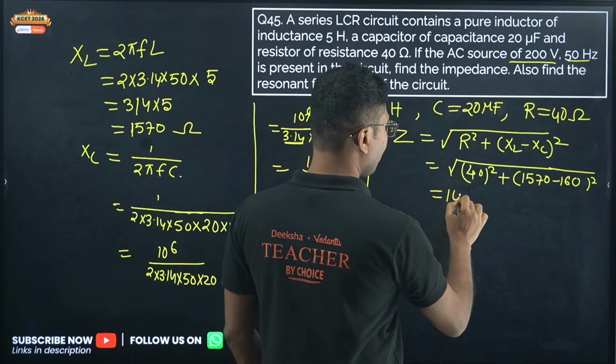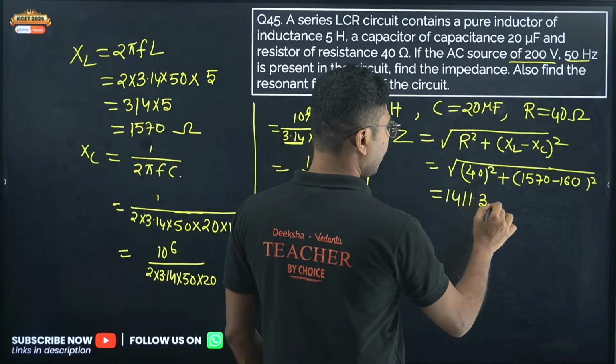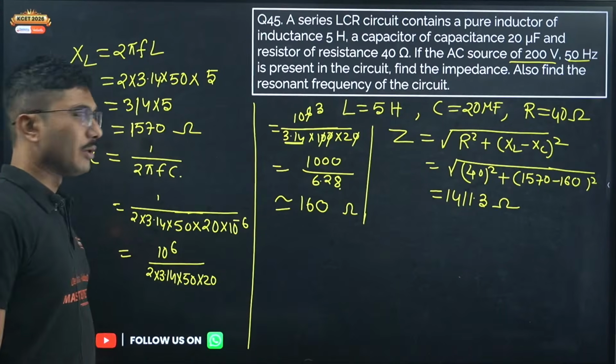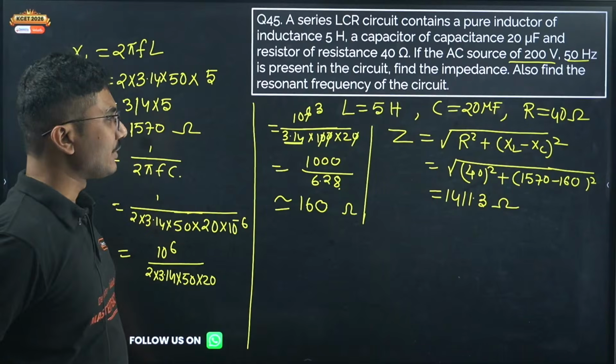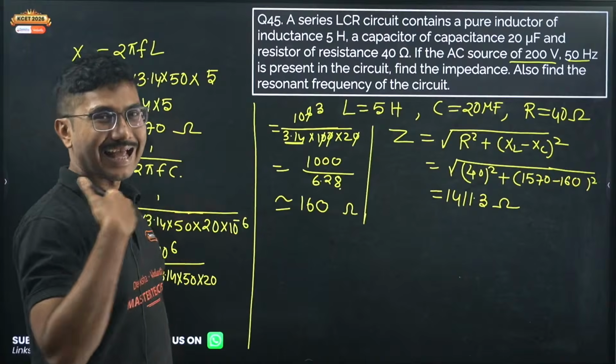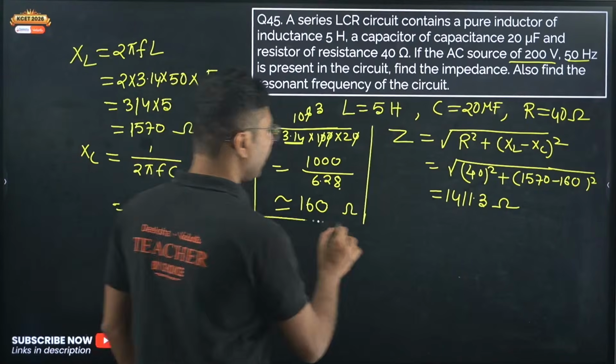1411.33. 1411.3. Yes, I remember the answer. It will be 1411. That was almost correct. Yes, so this is the impedance. So if you do that, 3 marks is guaranteed. 3 marks will be there for calculating the impedance.